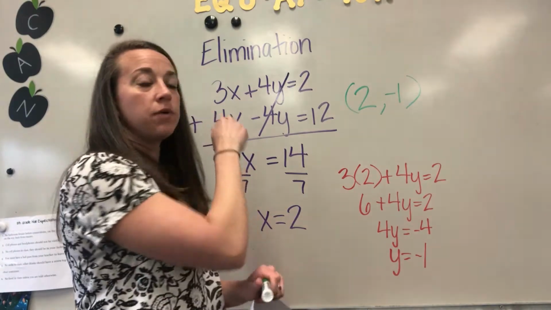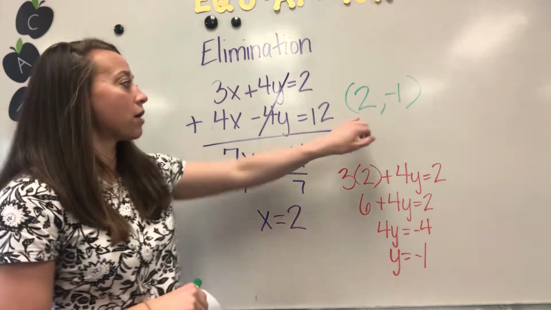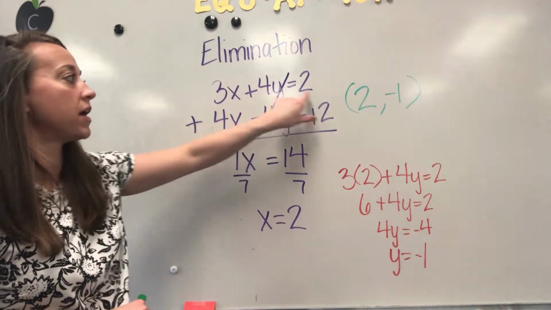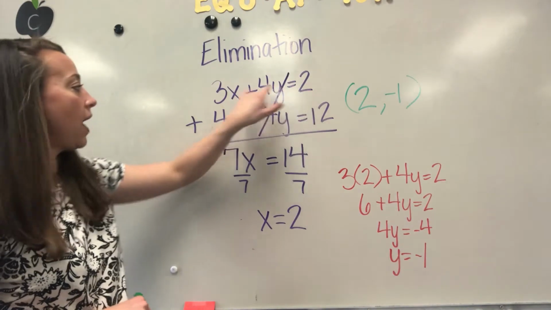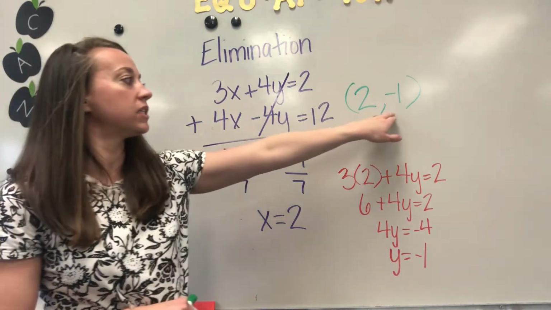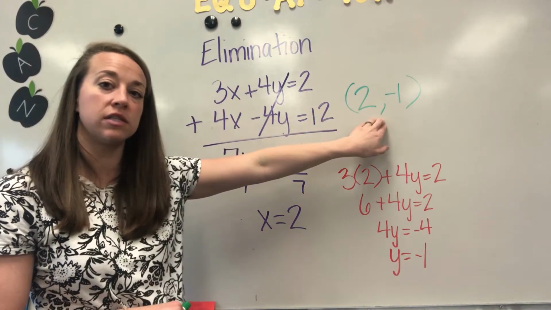If I were to graph these two equations, this would be where they would intersect with each other. I can also check my work by taking the 2 and the negative 1 and plugging them in for x and y and making sure that it equals 2. And then plugging it in for x and y here and making sure that it equals 12. Because this point should be true. It should work for both equations. That's how I know it's the solution.